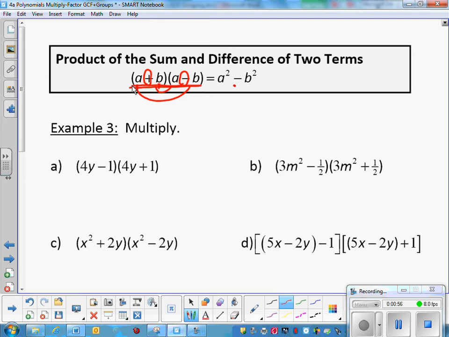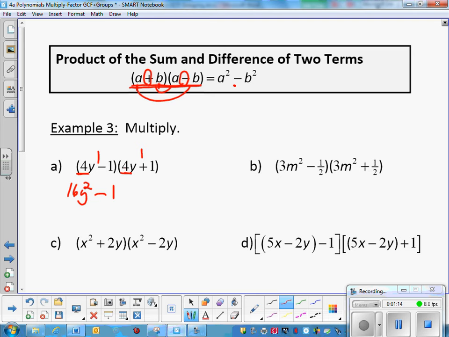So these next examples have that situation. You can see the 4y's in the front of both of those. So that's going to be 16y squared. I have the minus and I have the plus. Then I have a negative one, positive one, so it's going to be minus 1. Outside and inside will make it 0.